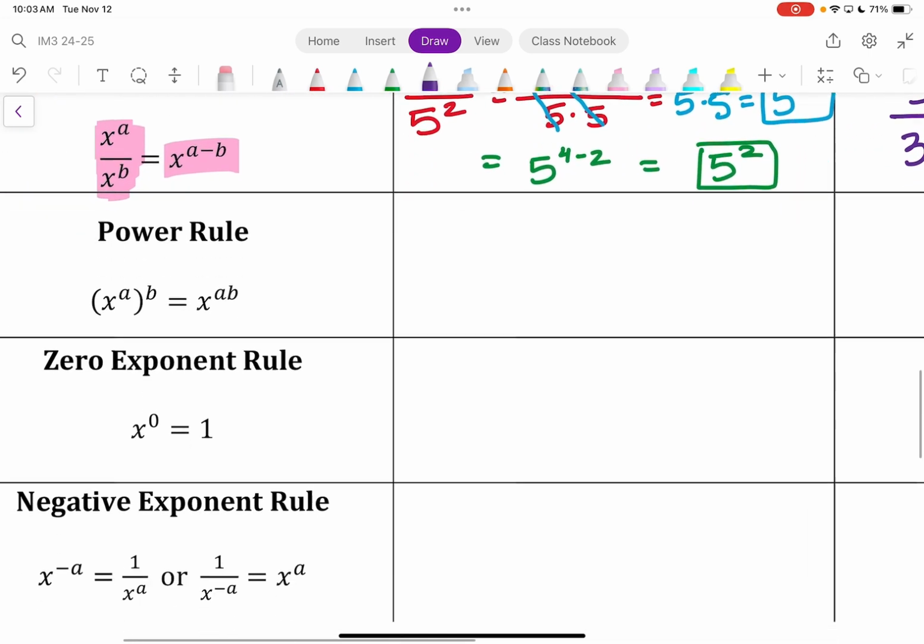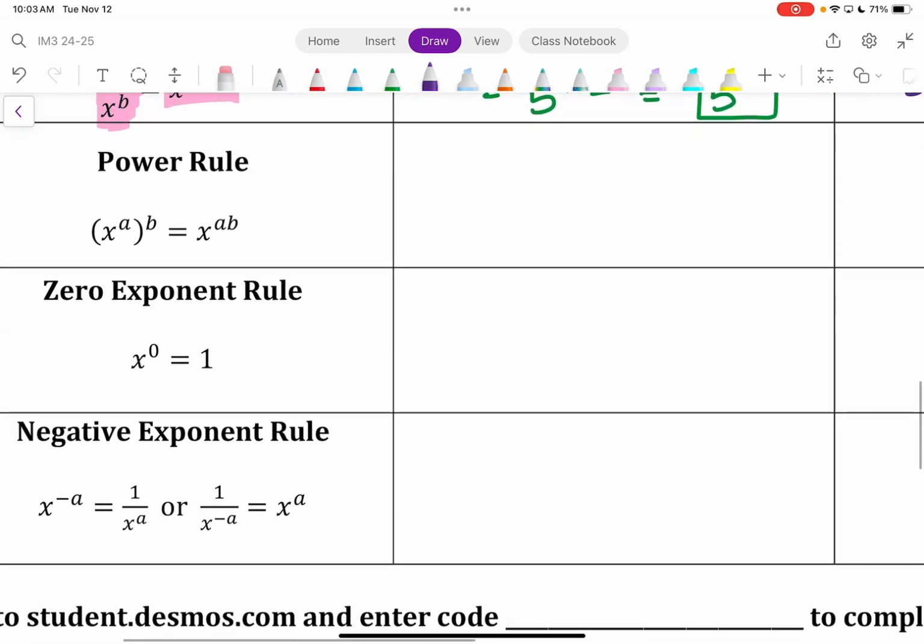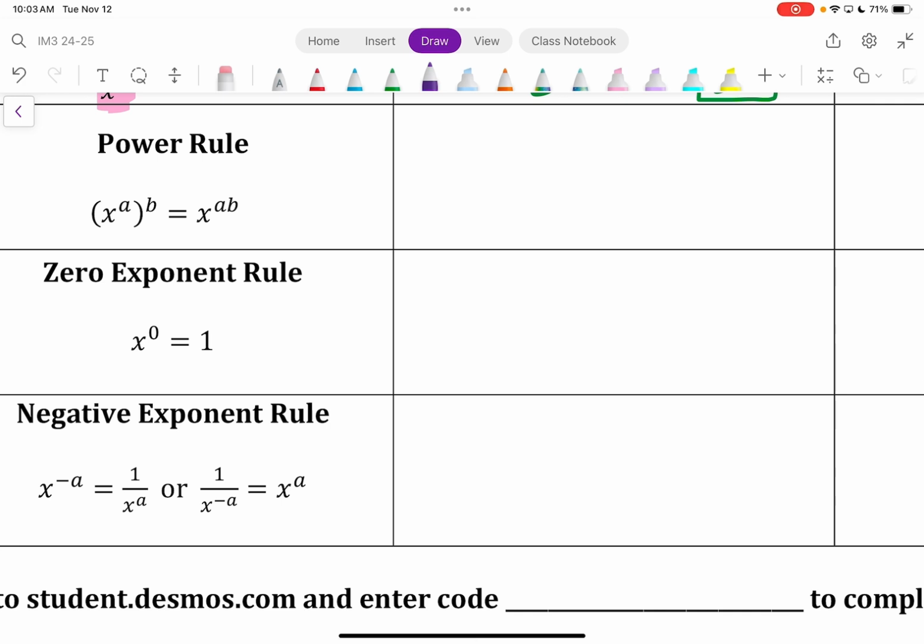Okay, we have 3 more rules to cover. The third rule that you will see is the power rule. What the power rule tells you is that a power raised to another power results in the exponents being multiplied together. Look at the example here: x to the a, raised to the b power, is equal to x to the a times b.